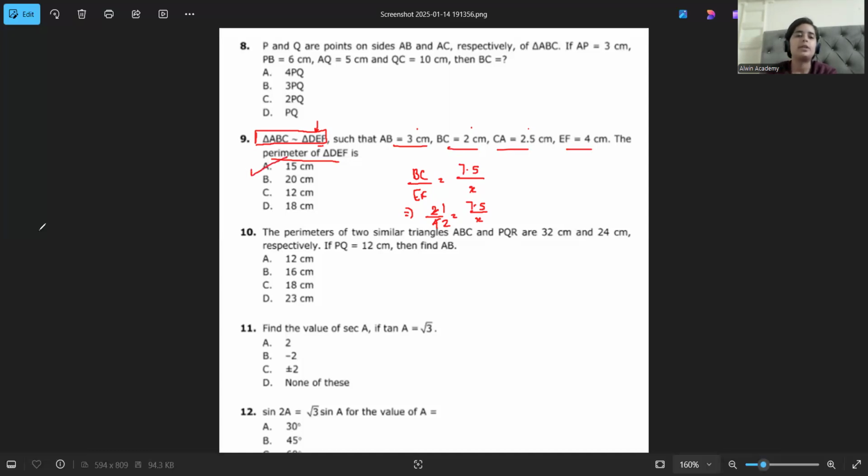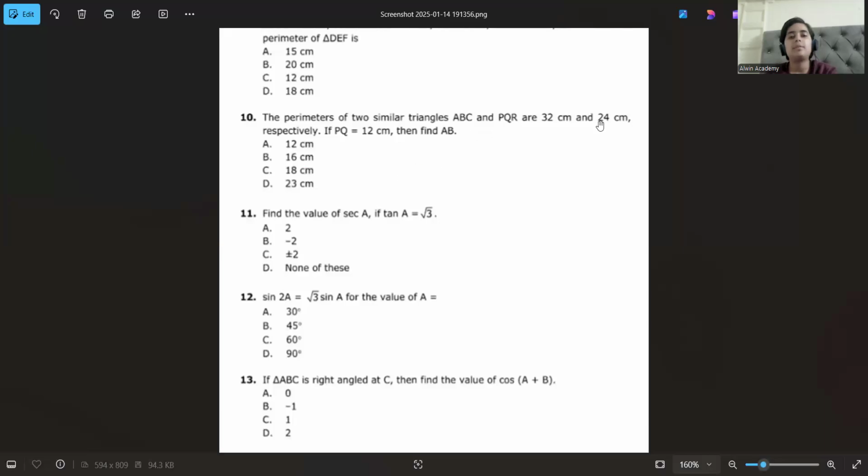Going to the next question. The perimeters of two similar triangles ABC and PQR are 32 and 24 respectively. If PQ is 12, then find AB. Now, this again uses the reverse concept of question number 9. We are given the perimeters of ABC and PQR and we know that their ratio is equal to the ratio of the corresponding sides only.